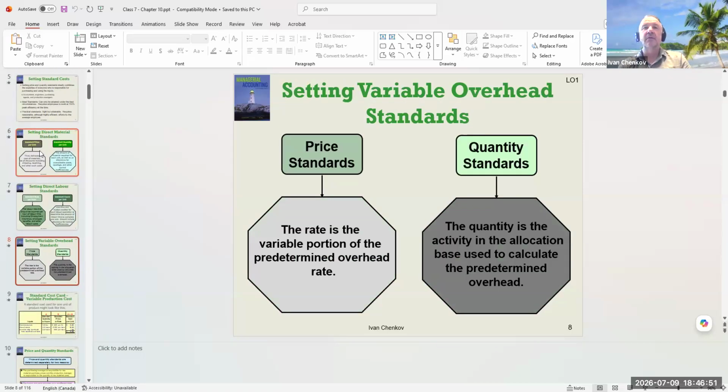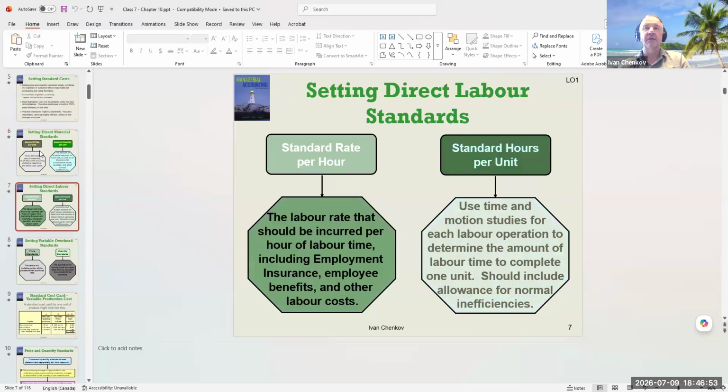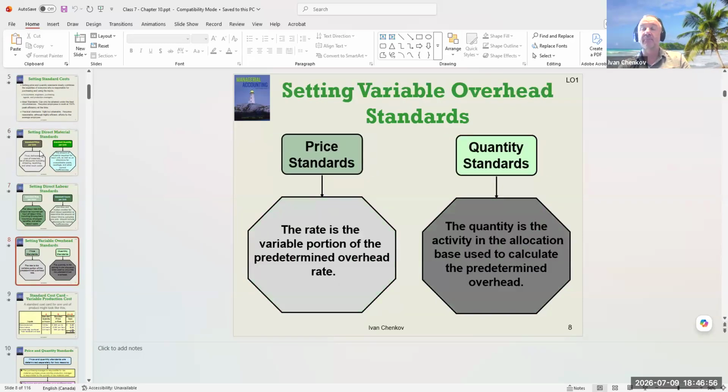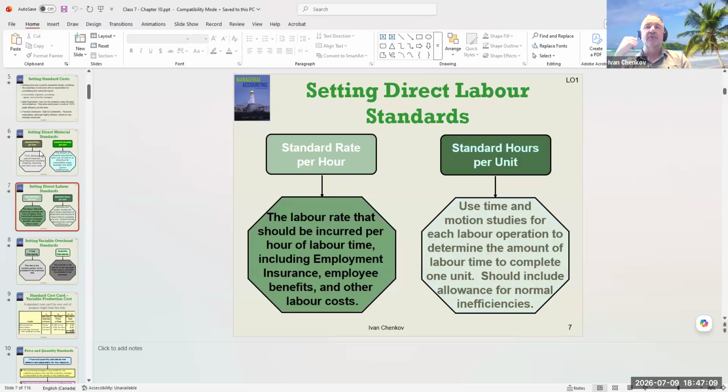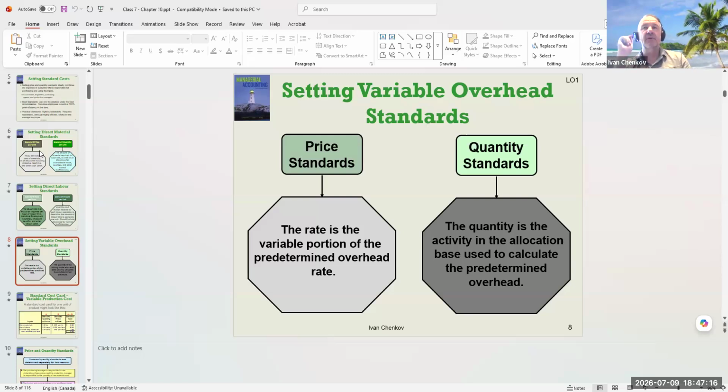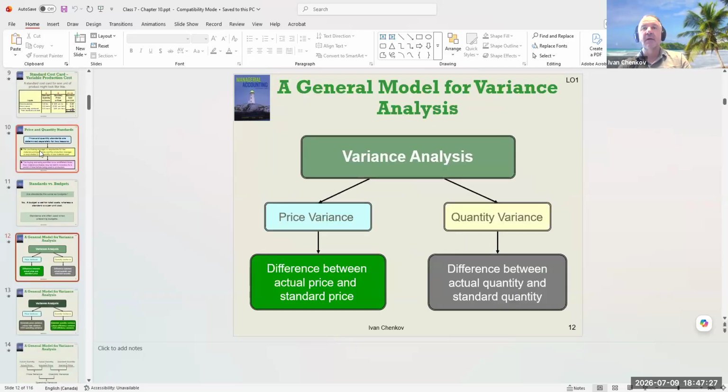We already know that since we have direct material, direct labor, variable overhead, and manufacturing overhead, we're going to split it by two. The variable overhead and fixed overhead. We're going to have standards for the direct material, which will be standard for the unit price and standard for the quantity. For the labor, we're going to have the standard for the hourly rate and standard for the hours. For the variable overhead, we're going to have the price standard and quantity standard, which will be based on the allocation base that we're going to use to allocate the variable overhead.